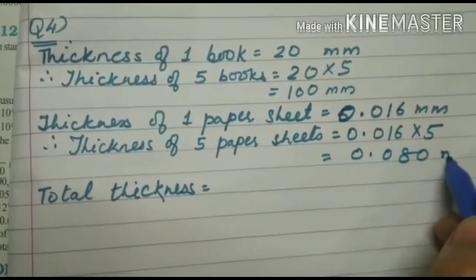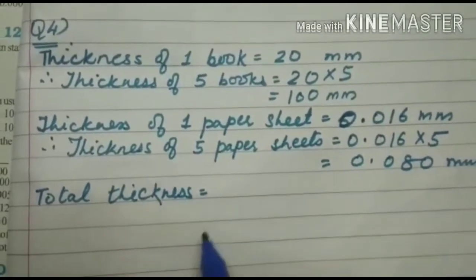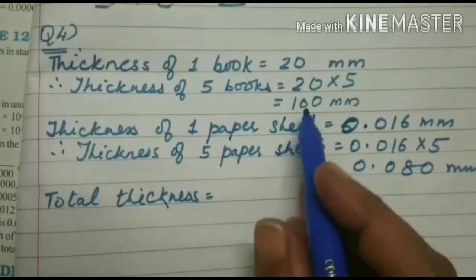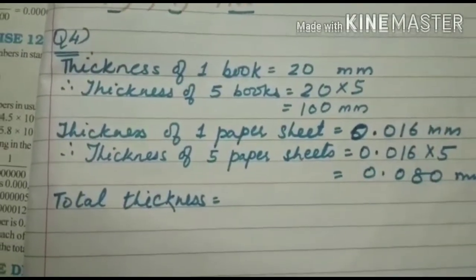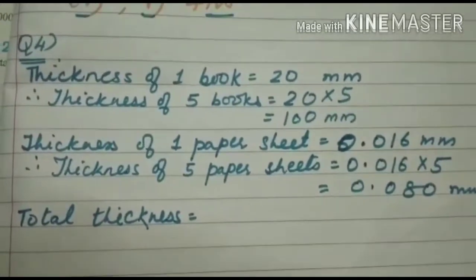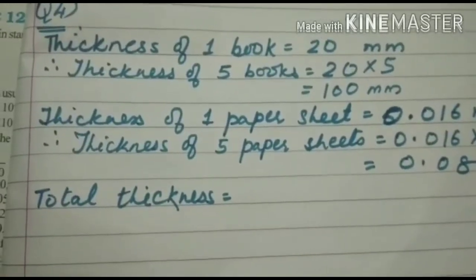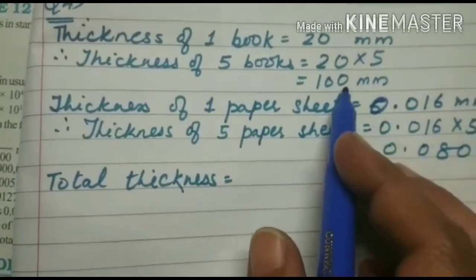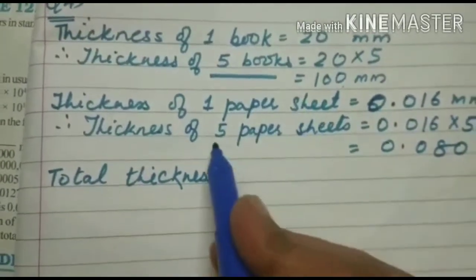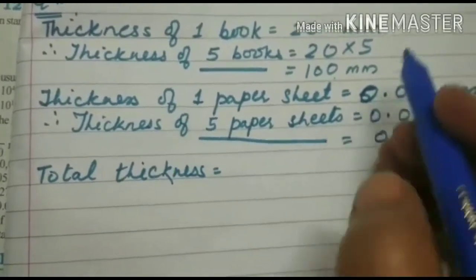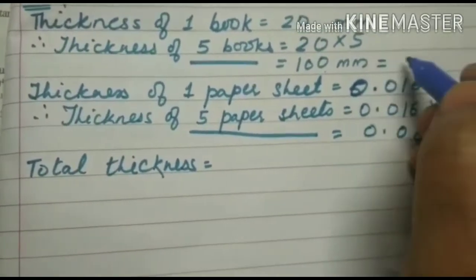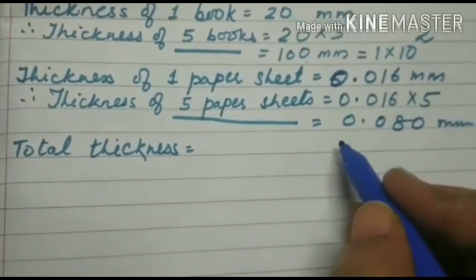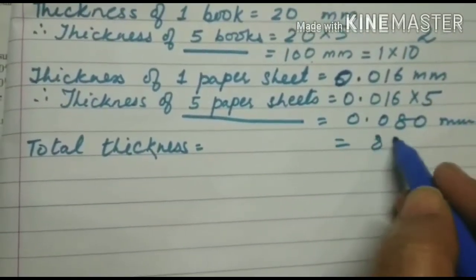0.080 mm. Now we have to find the total thickness, so we have to add these two. For that we have to add the thickness of 5 books and the thickness of 5 paper sheets. So first we'll convert into power exponent, that is, this will become 1 into 10 raised to 2 and this will become 8 into 10 raised to minus 2.